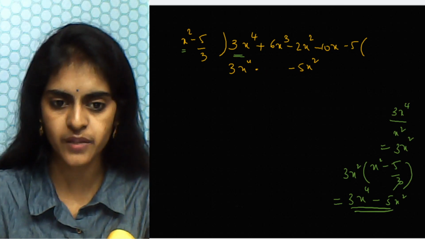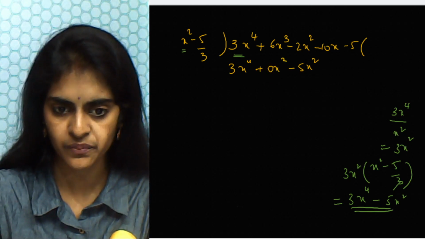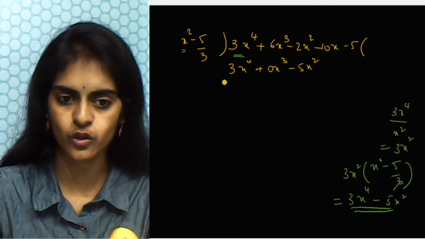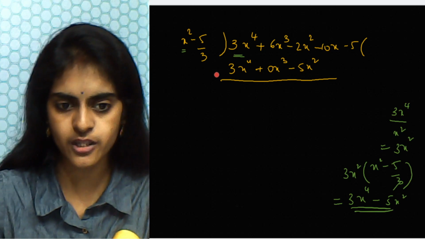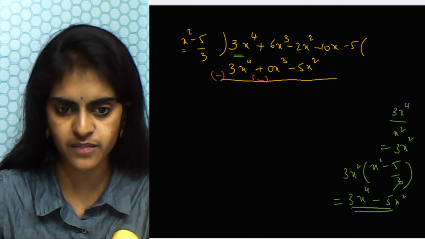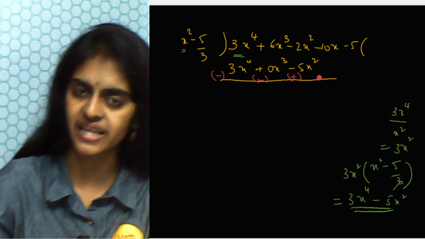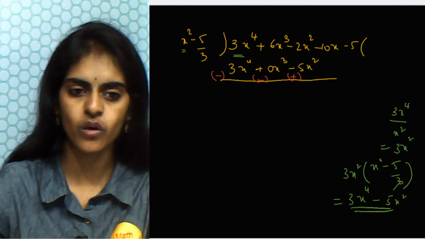So the cube term will be what? It will be 0x cube, minus 5x square, you wrote. Now what will you do? You'll simply subtract. Subtraction means you will change the signs: plus becomes minus, minus becomes plus. Clear? So let us see what happens.